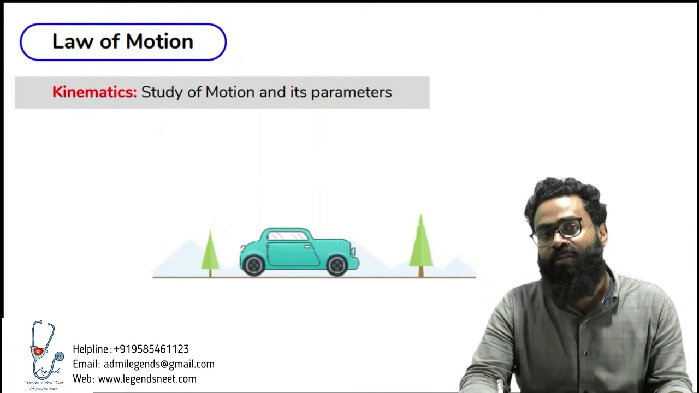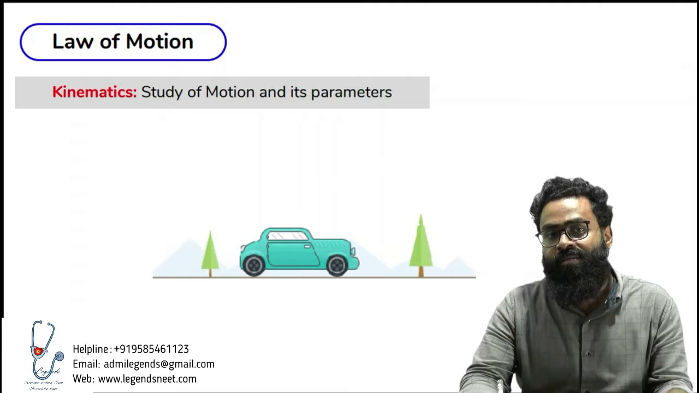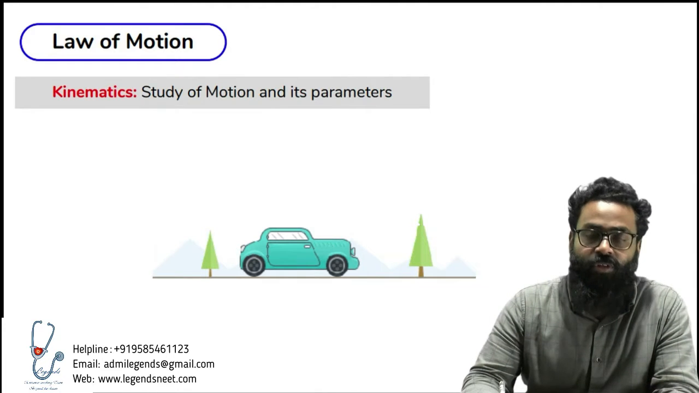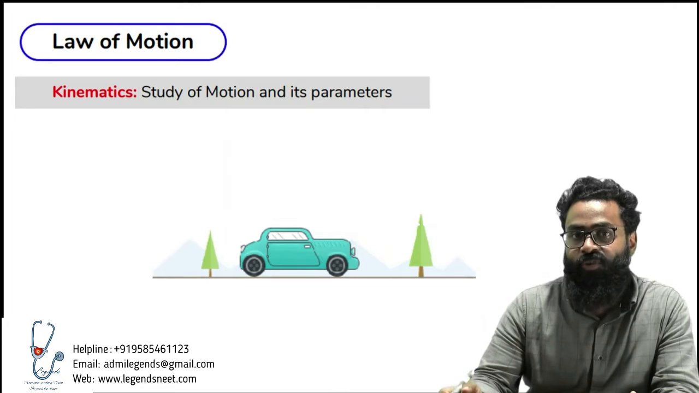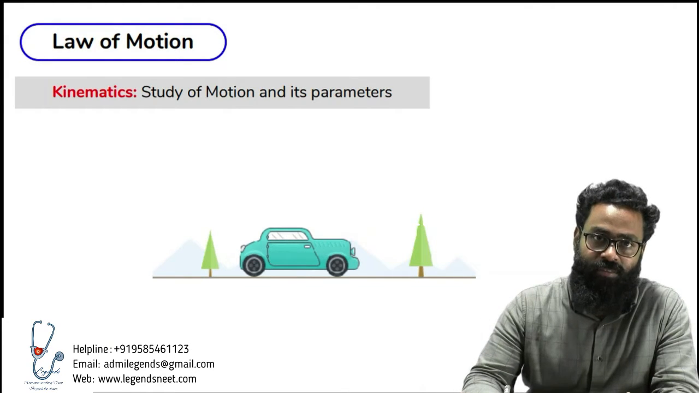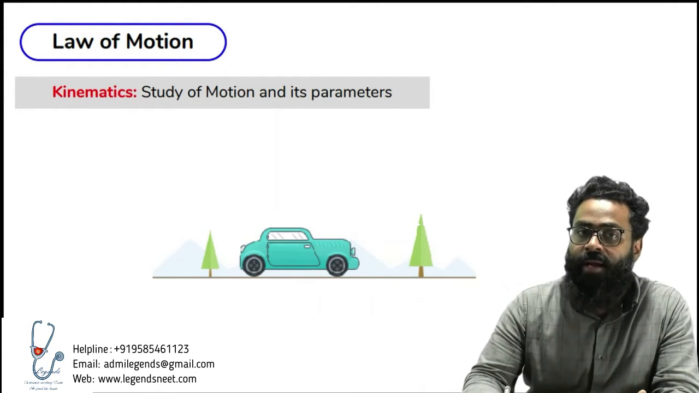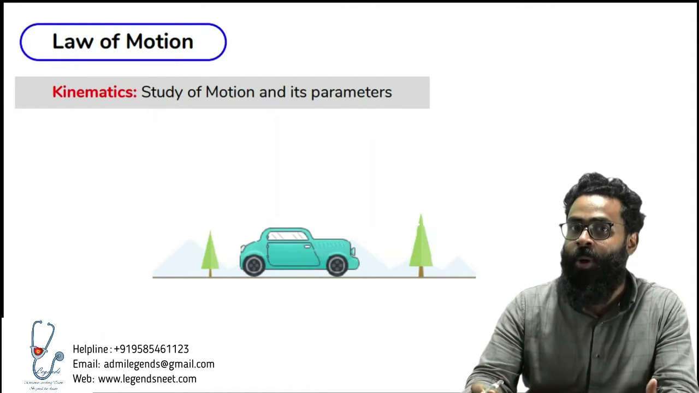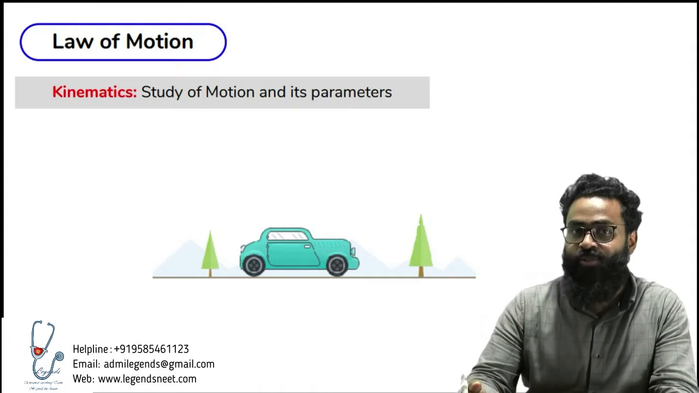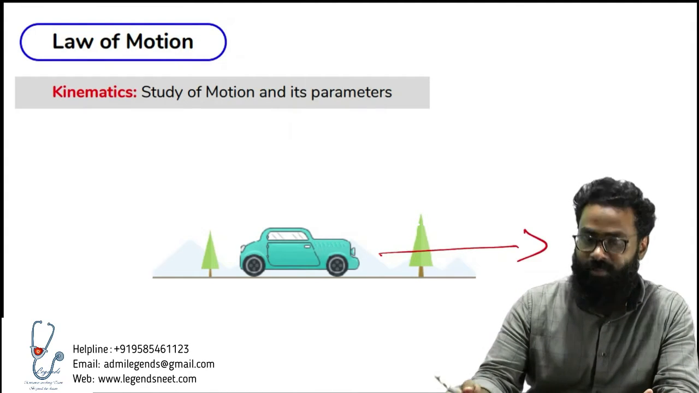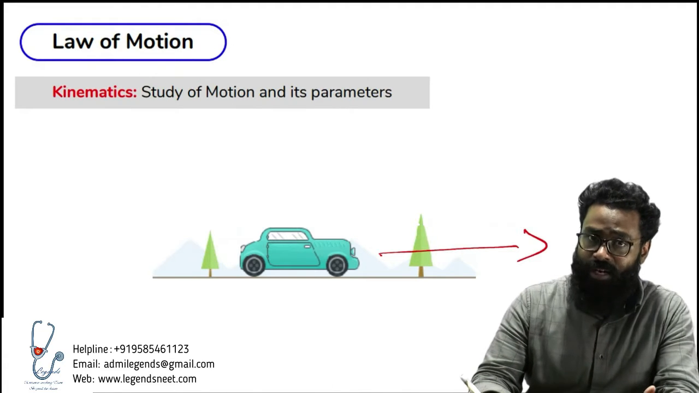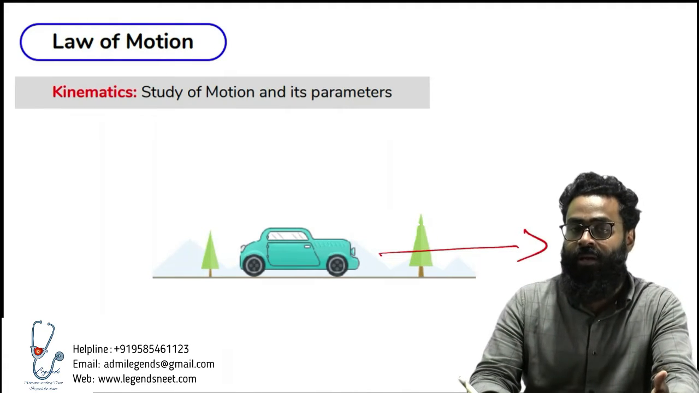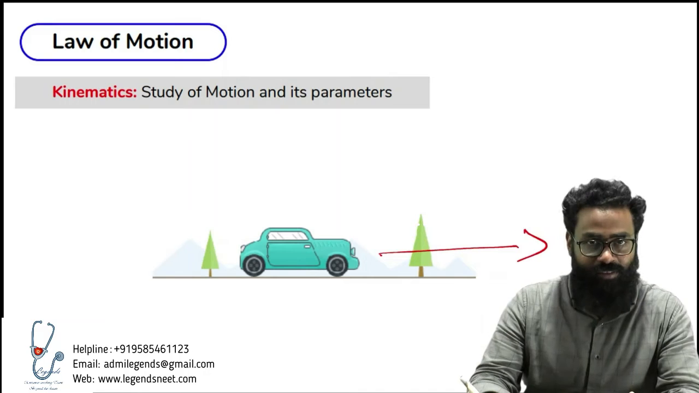First of all, we have discussed what kinematics is. You know that kinematics is a branch of physics which deals with motion and its parameters. Looking at the slide, you have seen a car moving. We have assumed that the car is moving. So kinematics, as we have already said, is the study of motion and its parameters.